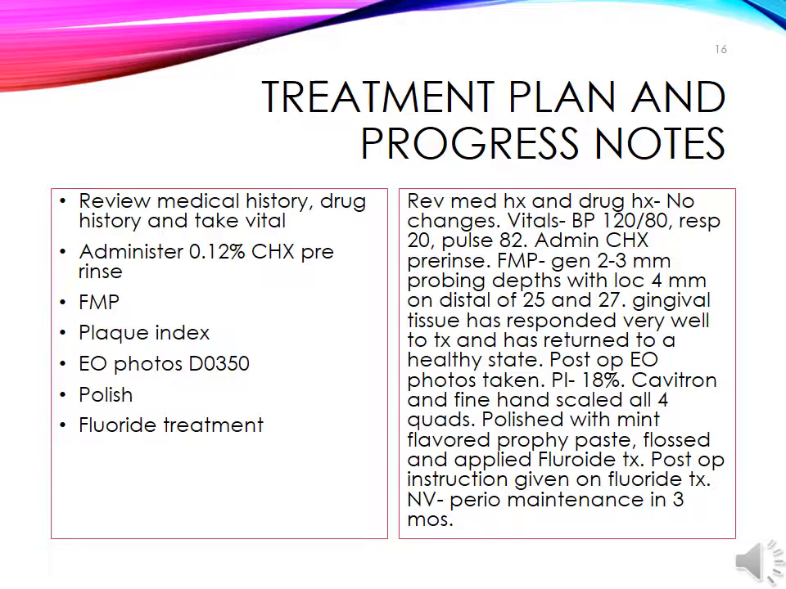Post-op intraoral photos are taken. Plaque index of 18%. Cavitron and fine hand scaled all 4 quads. Polished with mint flavor Profi paste. Flossed and applied fluoride treatment. Post-op instructions given for fluoride treatment. Next visit, perio maintenance in 3 months.